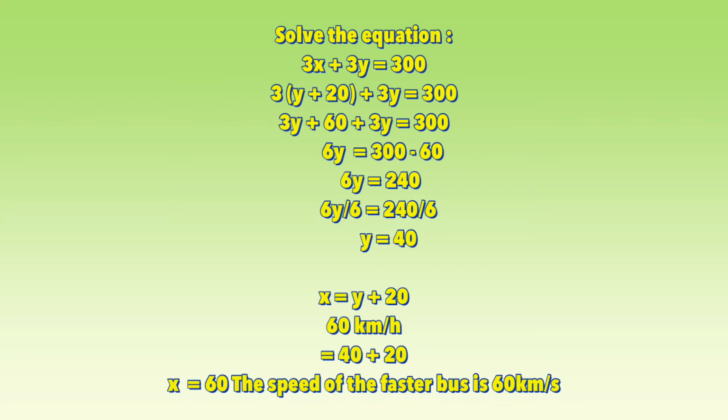Then we're going to solve for the value of x using the equation 1. x is equal to y plus 20. And the value for y is 40. We're going to substitute. Then plus 20. So x now equals 60. So therefore, the speed of the faster bus is 60 kilometers per hour. And the slower bus is 40 kilometers per hour.